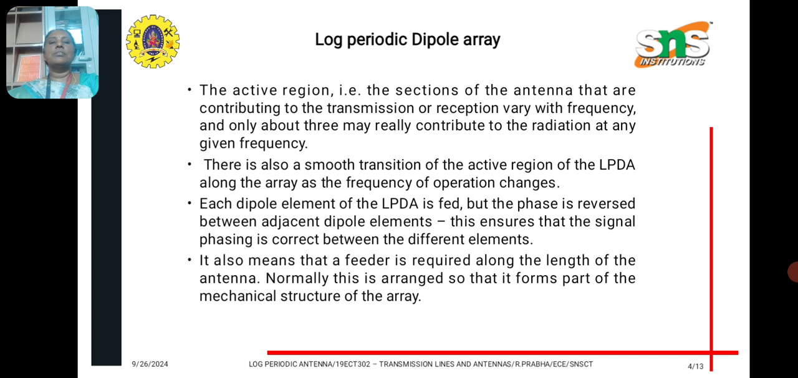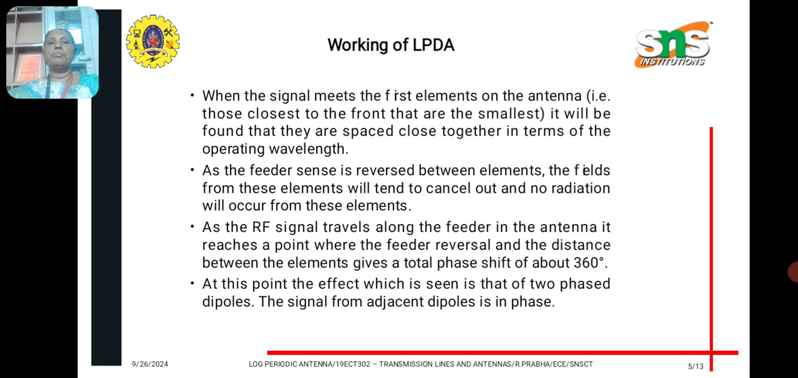There is also a smooth transition of the active region of the LPDA along the array as the frequency of operation changes. Each dipole element of the LPDA is fed, but the phase is reversed between adjacent dipole elements. This ensures that the signal phasing is correct between the different elements. It also means that a feeder is required along the length of the antenna. Normally, this is arranged so that it forms part of the mechanical structure of the array.